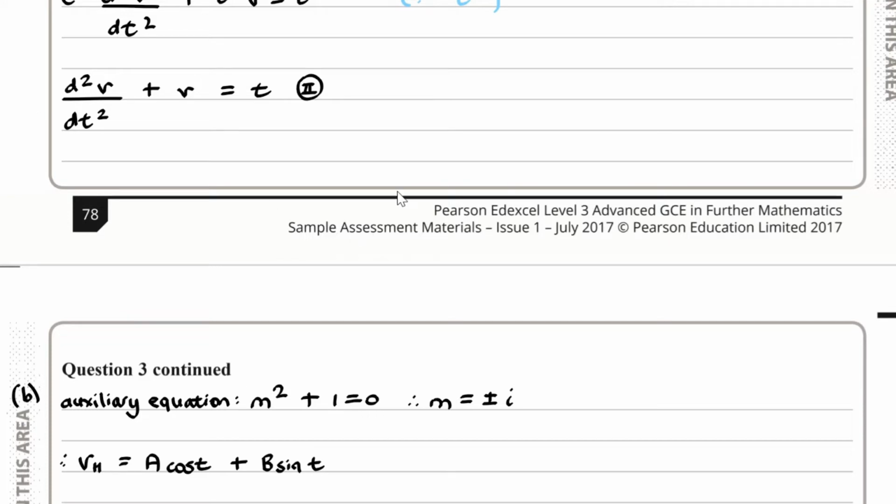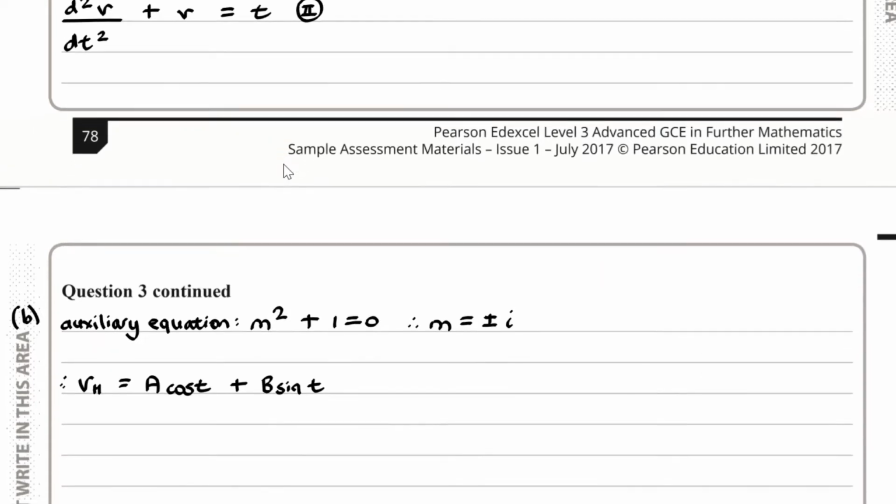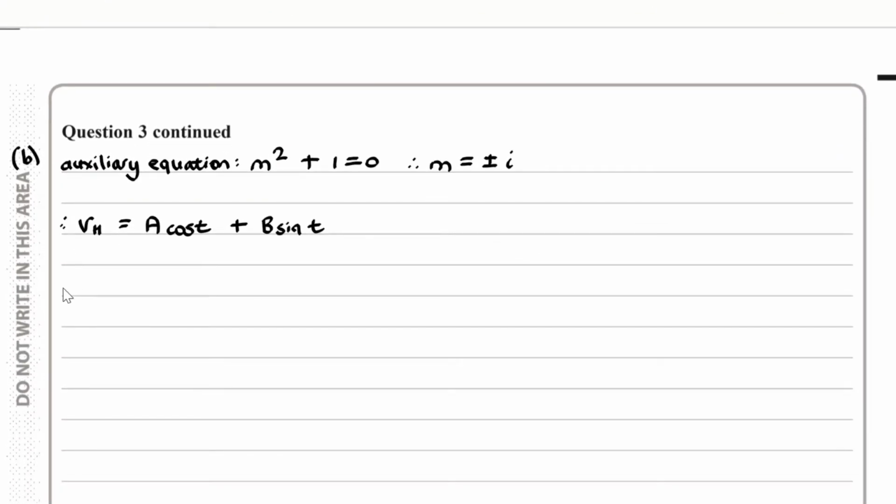Now for the particular integral, the right hand side is a linear term. So for the particular integral, let's try something of the form v equals ct plus d, something of a linear form.